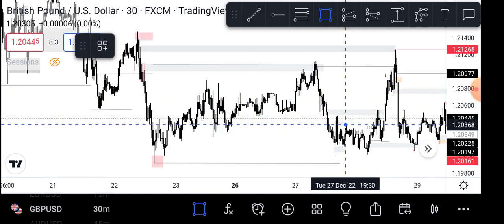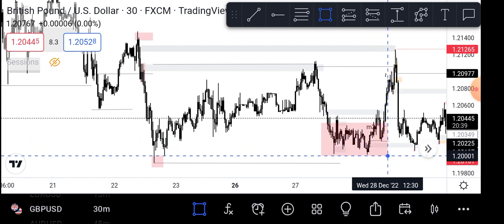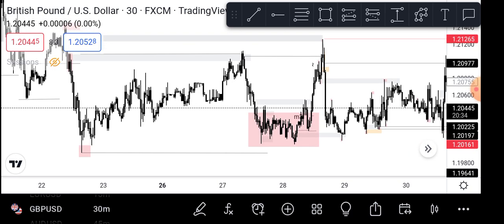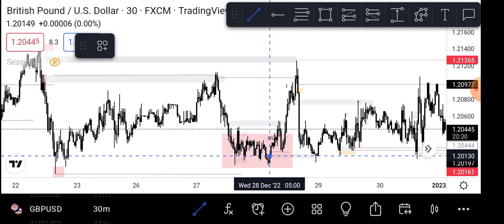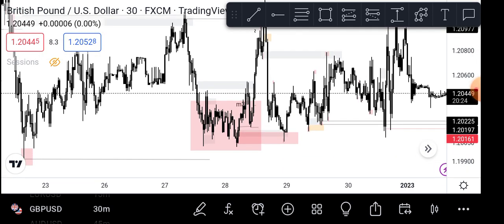So you getting me? So around here, you can see demand came into the market, then took price up. Then price came right here to react to this zone over here. You getting me?